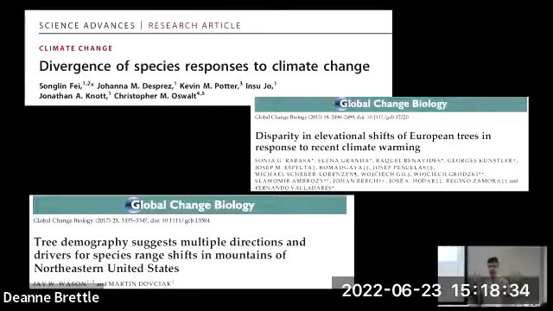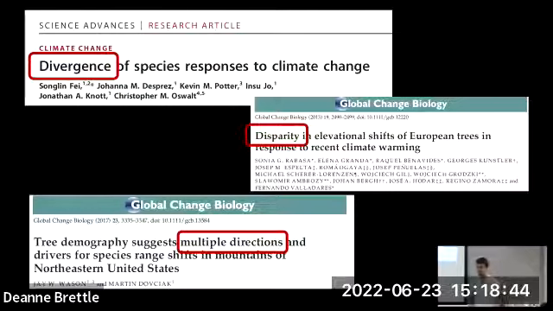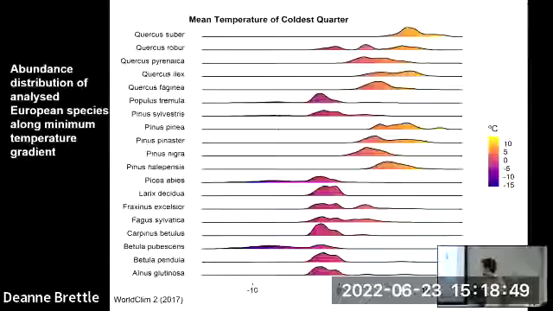And when we try to answer this question and go to the literature, we can see that a word is very often repeated, or a synonym of it: divergence, or disparity, or multiple directions. So clearly, we don't know what's going on. So at this point, we try to better understand and answer this question.